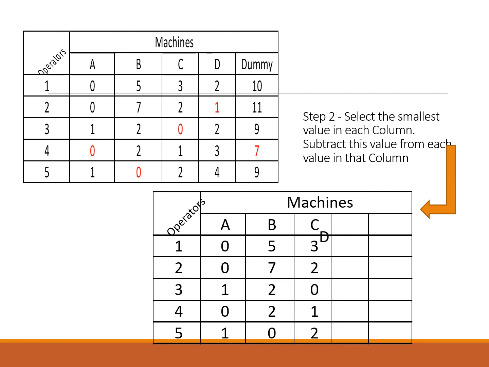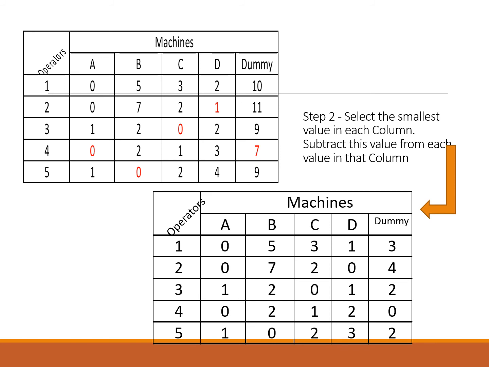Next for column D, the minimum is 1, so 2 minus 1 is 1, 1 minus 1 is 0, 2 minus 1 is 1, 3 minus 1 is 2, 4 minus 1 is 3. Next for dummy, the minimum is 7. So 10 minus 7 is 3, 11 minus 7 is 4, 9 minus 7 is 2, 7 minus 7 is 0, 9 minus 7 is 2. So here we completed our step number 2.